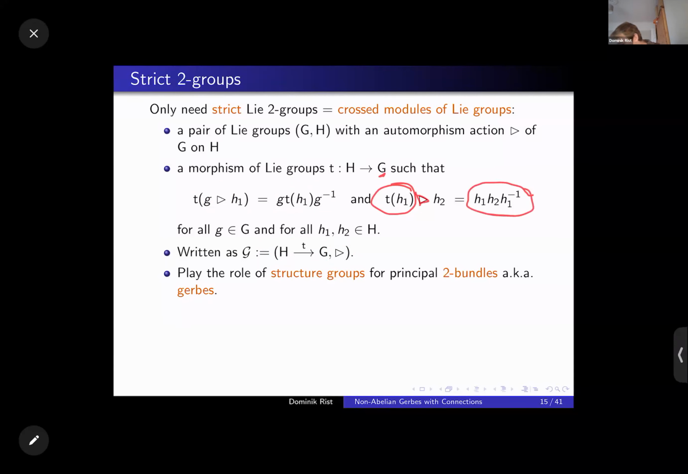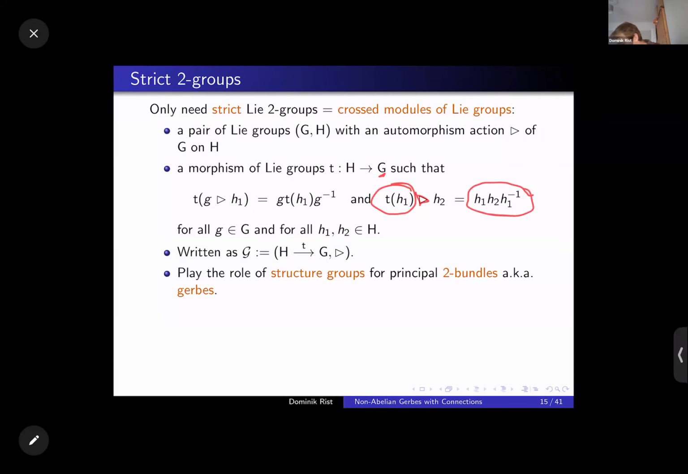Oh, so you finally used the word gerbe. I've been waiting for this. Yes. So for the purposes of this talk, gerbes are principal two bundles with strict two groups as structure two groups. So this gerbe actually has something to do with the French gerbe, which means a bundle, basically. Yes, exactly. I see. Okay. So these are like higher bundles.